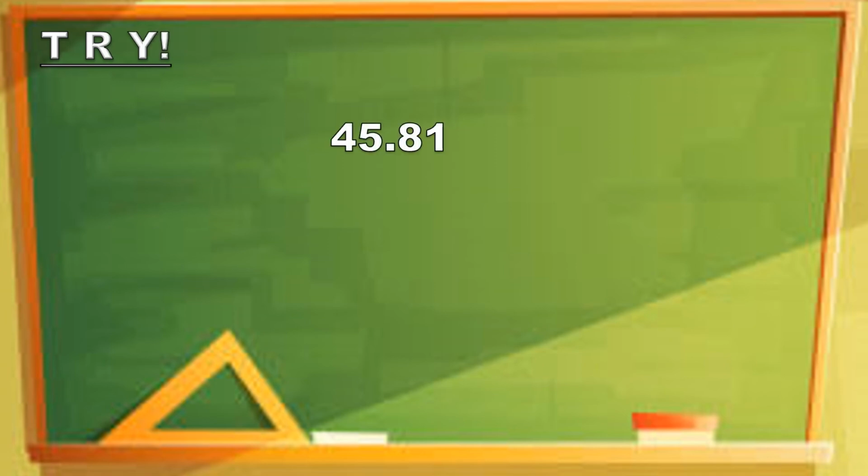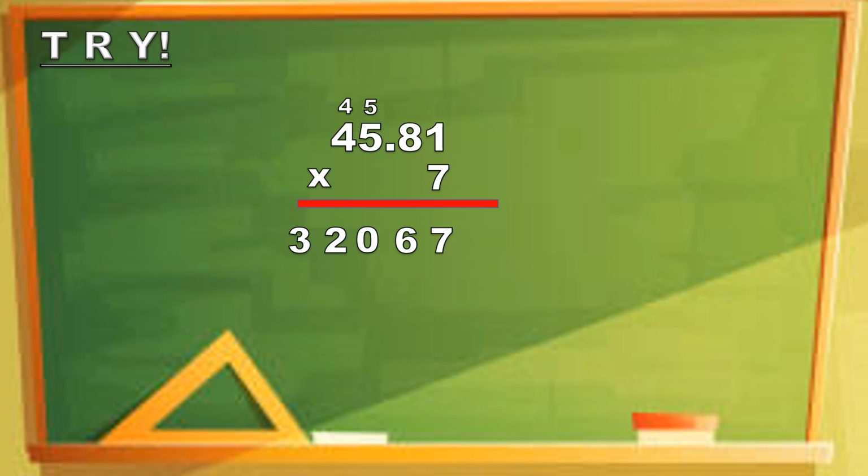Okay, let's try this one. Let's multiply 45 and 81 hundredths times 7. We start multiplying our multiplicand from right to left. 7 times 1 is 7. 7 times 8 is 56. So carry 5. 7 times 5 is 35, plus 5 is 40. So carry 4. And then 7 times 4 is 28, plus 4 is 32.